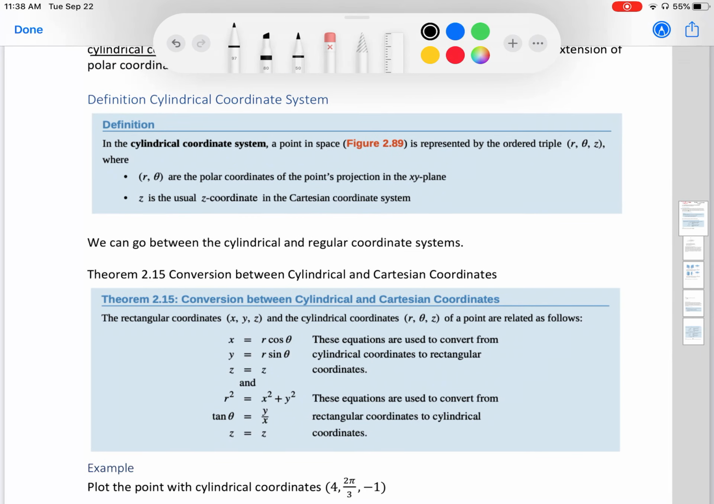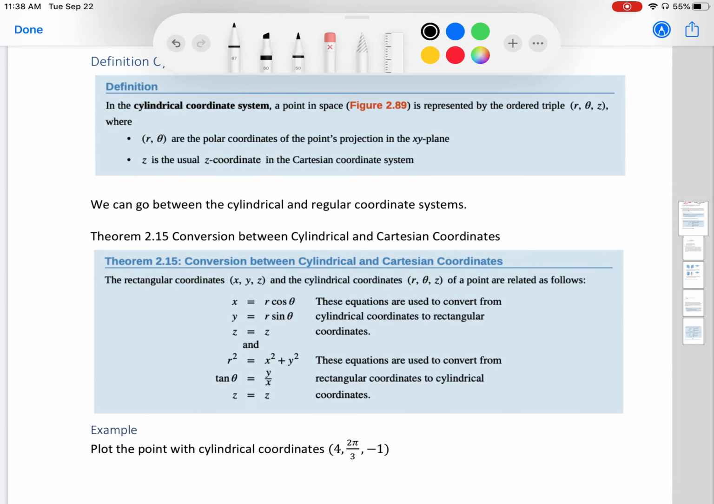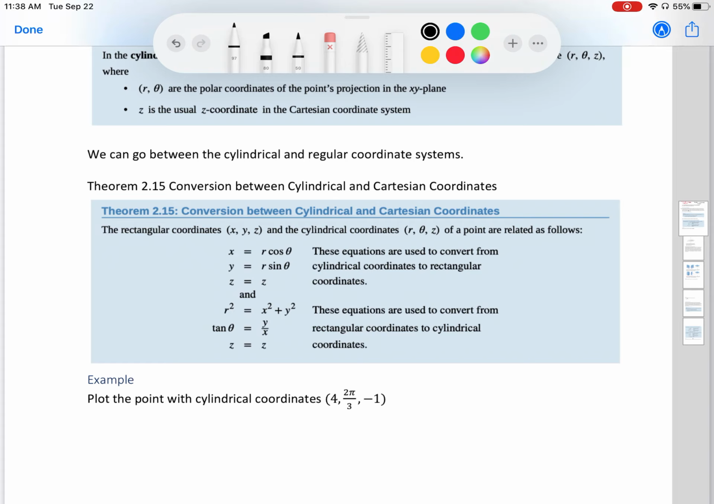The cylindrical coordinate system. Definition. In the cylindrical coordinate system, a point in space is represented by the ordered triple r, theta, and z, where r and theta are polar coordinates of the point's projection on the xy plane, and z is the usual z coordinate in the Cartesian coordinate system. We can go between cylindrical and regular coordinate systems. So we have Theorem 2.15, conversion between cylindrical and Cartesian coordinates.